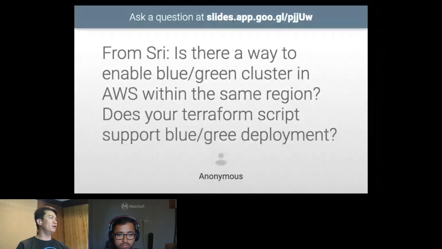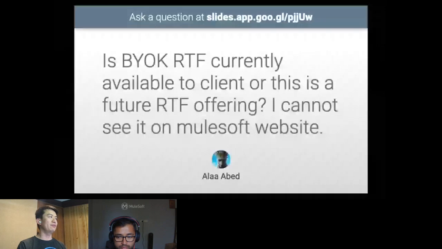Second question: is BYOK RTF currently available to clients, or is this a future RTF offering? Yes, it's available, after we released 1.8. RTF has two choices: BYOK RTF, and the previous old RTF. So when you check the documents, make sure you see the version. There's a version number in the URL. If you see 1.7 or older versions, you might not be able to see it. Make sure you replace 1.7 with the latest or 1.8, and you will see the content.